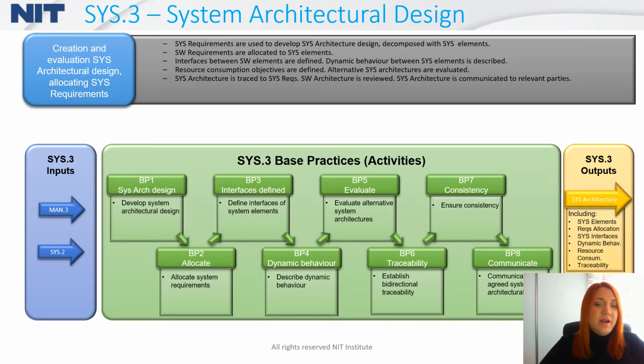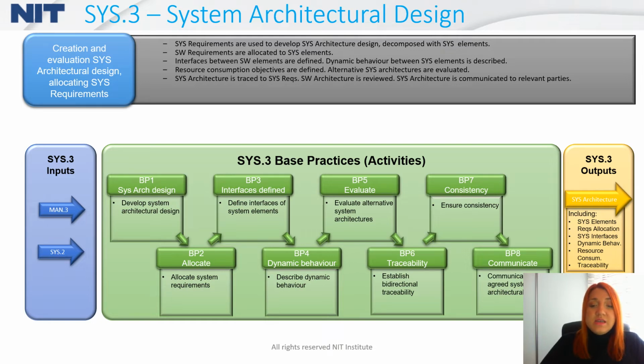You need to have defined interfaces. You need to have dynamic behavior. You need to evaluate the system architecture, and you need to have some alternative and possible system architectures and choose between those alternatives. Also, you need to have established bidirectional traceability and consistency, and in the end, you have to communicate what is agreed and what will be the system design.